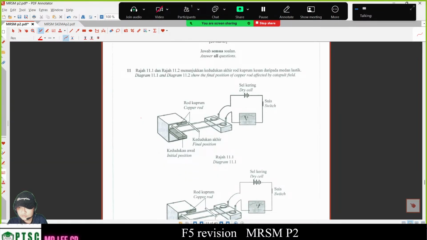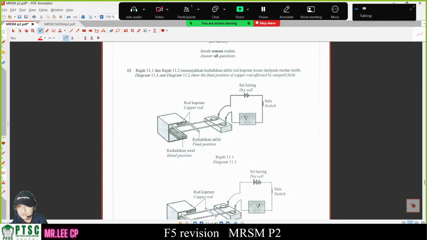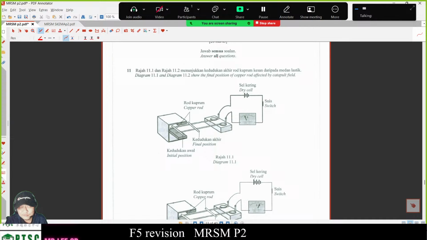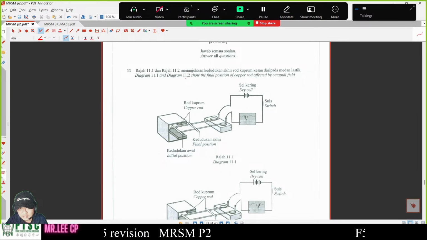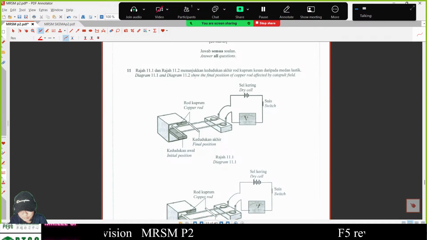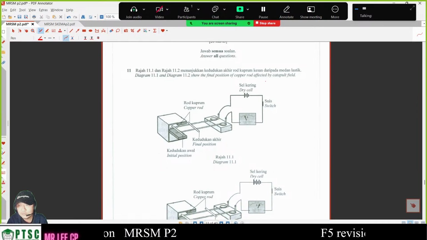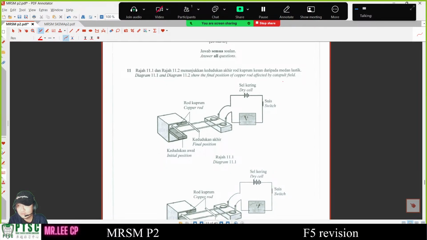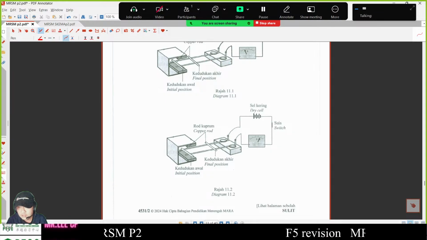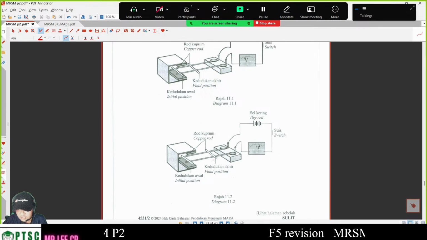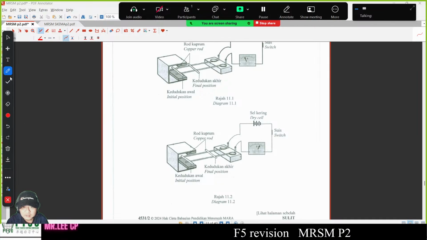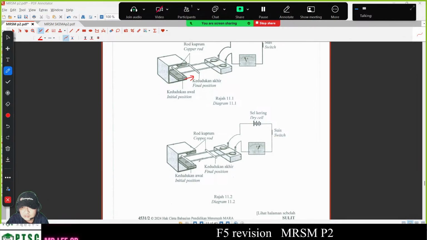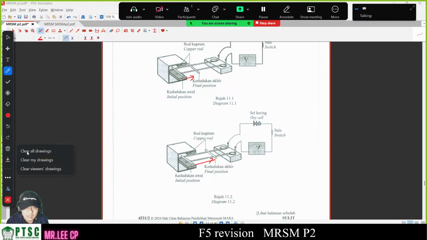Okay. Now question number 11. Try to finish this question. This question you have to answer, no choice. Diagram 11.1 and 11.2 show the final position of the copper rod affected by the catapult field. Here this is the final position. It is near here, and this one is far.